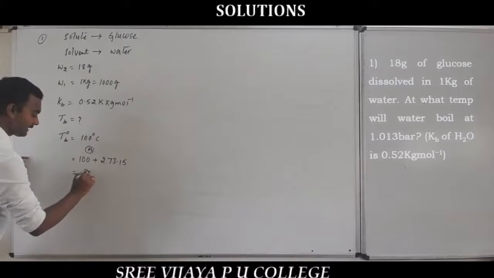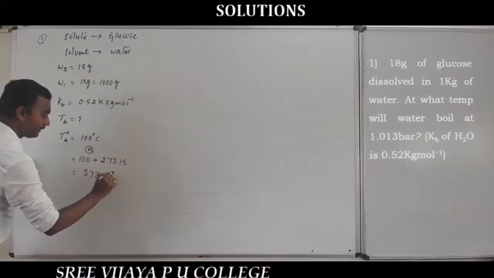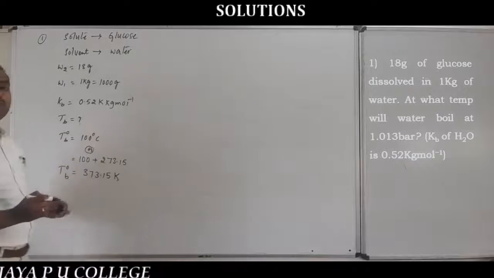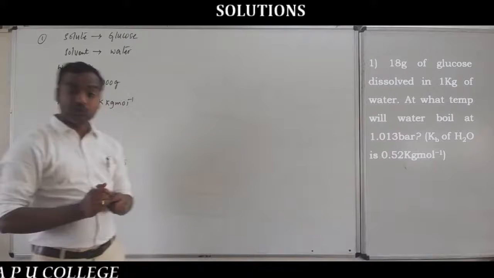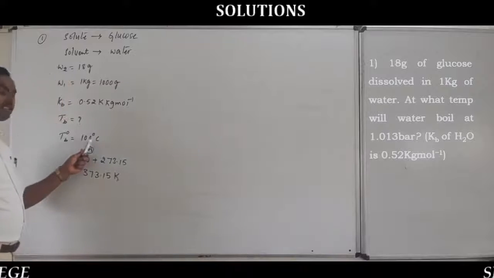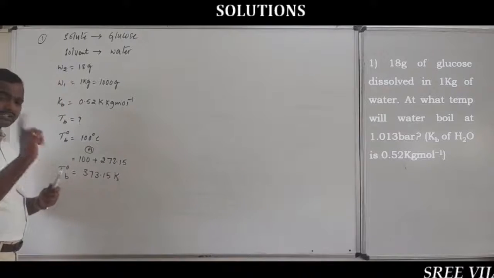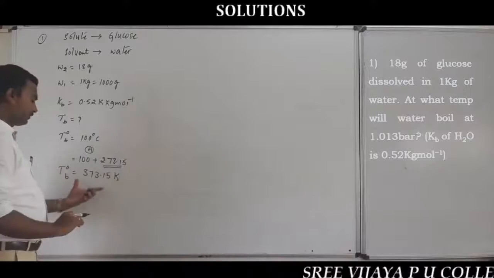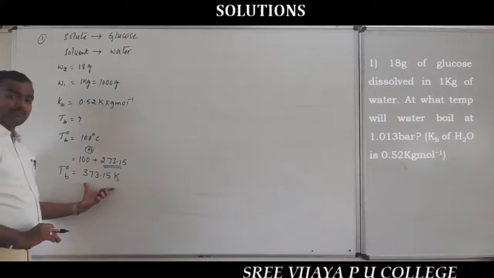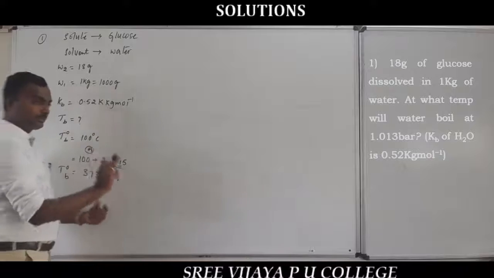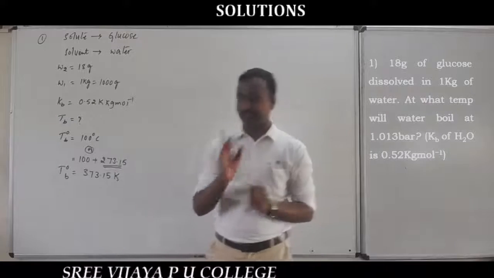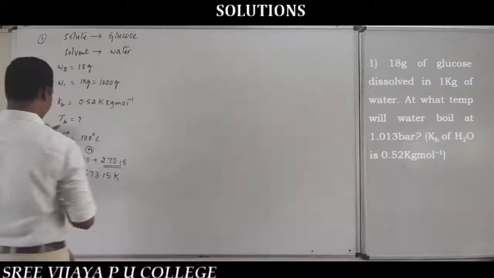So as per that, it is 373.15 Kelvin. So T naught b, the boiling point of pure solvent, that is pure water, in Kelvin rather than degrees Celsius, is 373.15 Kelvin. It is very important, please remember this 273.15. It is especially used for elevation of boiling point and depression of freezing point problems. So we calculate Tb.